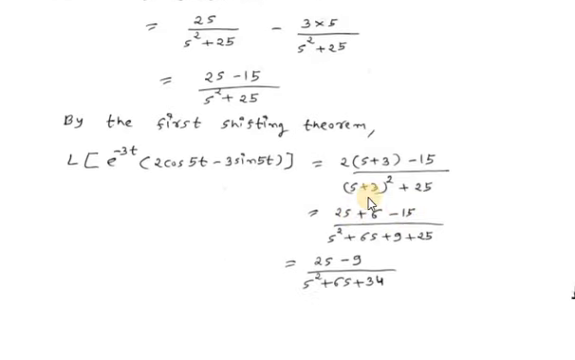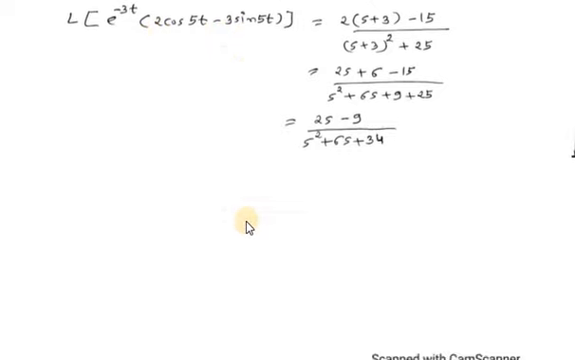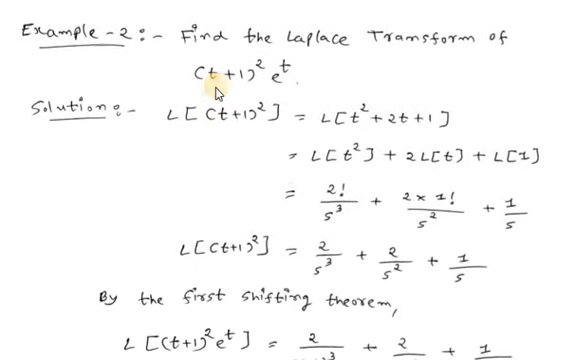And in the denominator, applying the formula of a plus b whole square, that is a square plus 2ab plus b square, it will become s square plus 2 threes is 6s plus 3 square is 9, and plus 25. Then after 2s as it is, plus 6 minus 15, the result is minus 9, s square plus 6s as it is, and 9 plus 25, that is 34. So this is the Laplace transform of e raised to minus 3t into bracket 2 cos 5t minus 3 sin 5t. Okay, now we will see the second example.